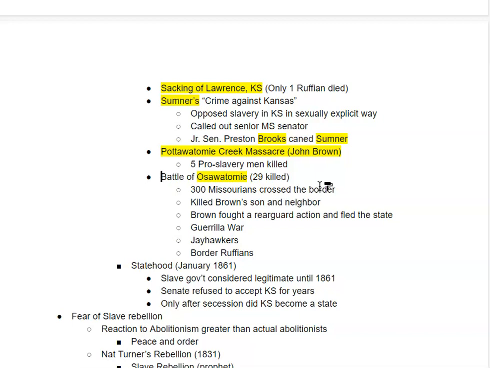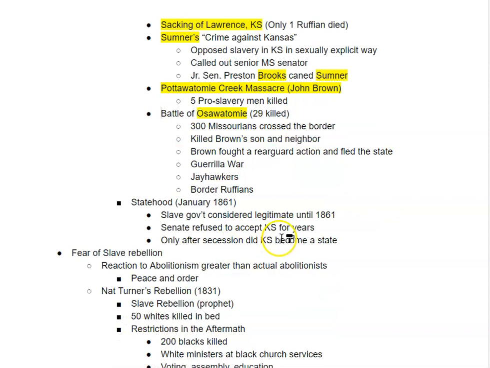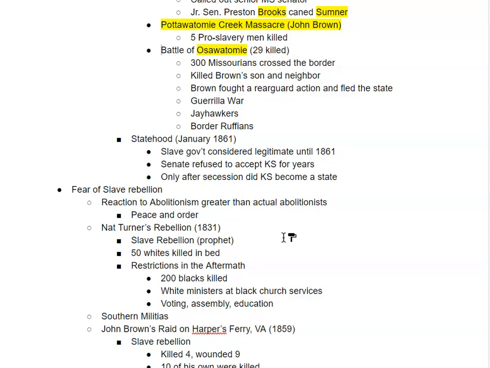No one knows where he went for a long time, and he goes into hiding after having committed this massacre and then having nearly been assassinated in retaliation for it, even though his son and one of his neighbors were killed in this fight. The war just continues between the Missouri ruffians and the Jayhawkers, and it's a full-on guerrilla war in Kansas. How does this resolve?